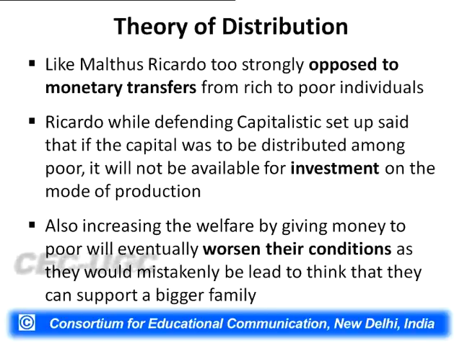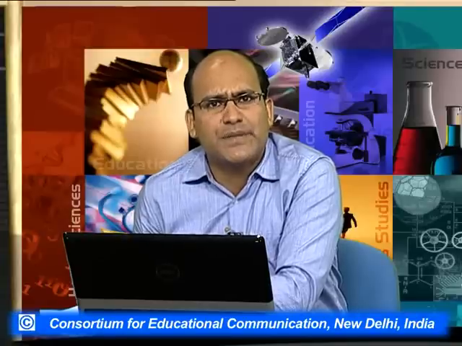As I discussed yesterday in the Malthusian perspective on the theory of distribution, Ricardo was exactly agreeing with Malthus on the theory of distribution, and Ricardo was also averse towards the distribution of capital to the poor by the rich or by the government.